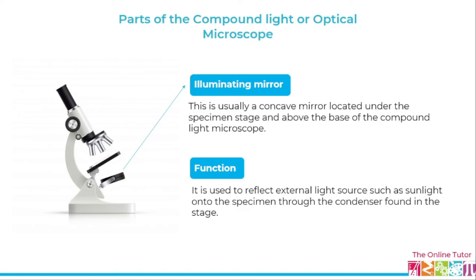In this way, you have a light source for you to be able to visualize the image. Now, it is this light that passes through the condenser and through the prepared slide or the specimen you are trying to observe that the objective lenses take and then produce a magnified image of.